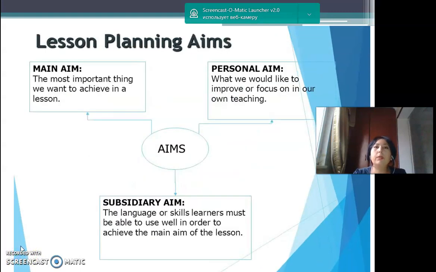Let's talk about lesson planning aims. The main aim is the most important thing we want to achieve in a lesson. The personal aim is what we would like to improve and focus on in our own teaching. The subsidiary aim is the language and skills learners must be able to use well in order to achieve the main aim of the lesson.